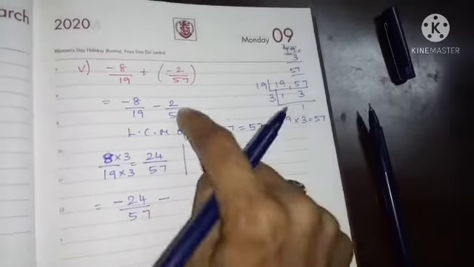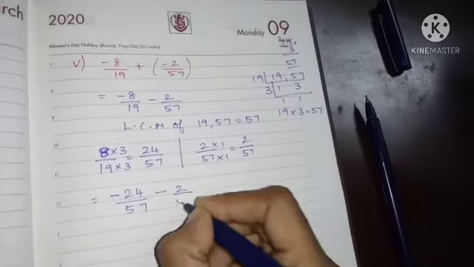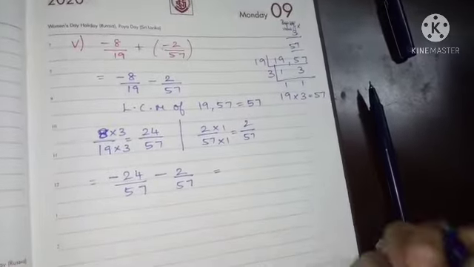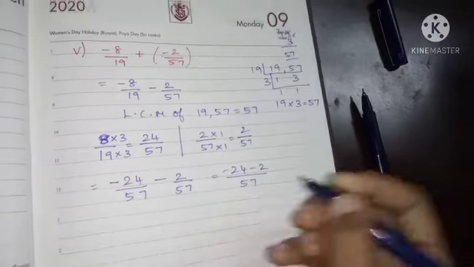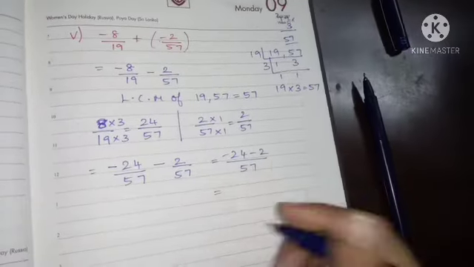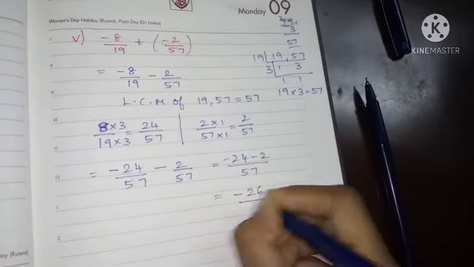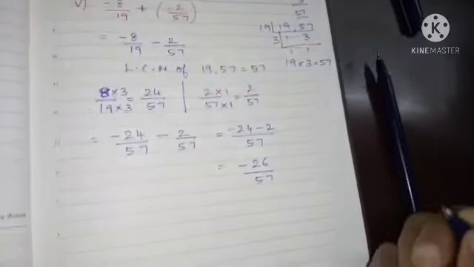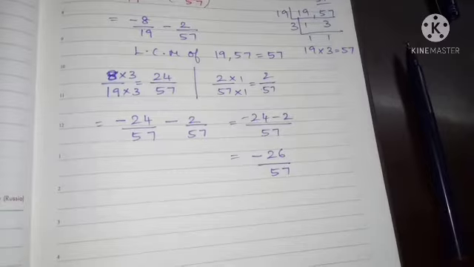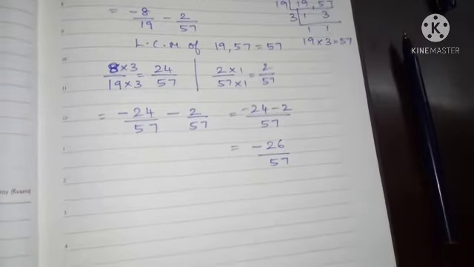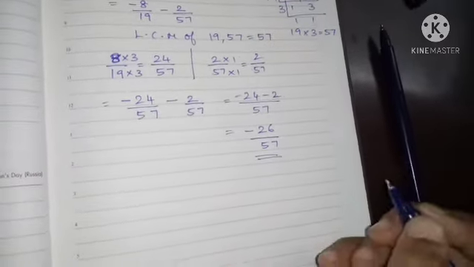Then minus 2 by 57. Now our denominators are same, right? Minus 24 minus 2. So minus 24 minus 2 is minus 26 divided by 57. Okay, can we cancel this? No, we can't cancel this. So this is my final answer.